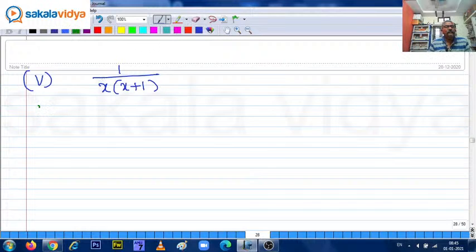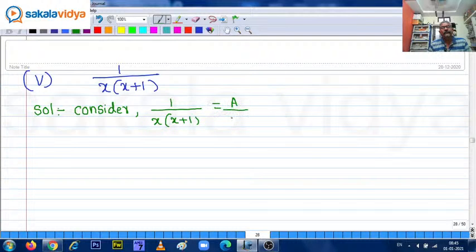So now the solution. Consider: this comes under type 1 only because x is a linear factor, non-repeated, and x plus 1 is also non-repeated. 1 upon x times x plus 1 equals a upon x plus b upon x plus 1. Am I correct in this step? Check this step.